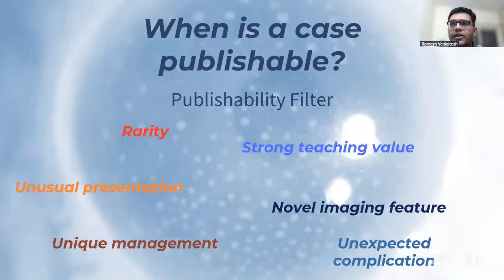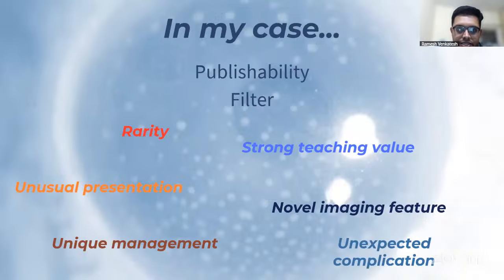So this is a filter which I try to pass cases through. Think of it as a publishable funnel: you put all these 6 points into the funnel. If all of them pass through the funnel, that means the case report is not publishable material. But if the funnel retains one of these 6 factors, then you know that it is worth publishing. Those 6 factors are rarity, strong teaching value, unusual presentation, a novel imaging feature, unique management, and unexpected complications.